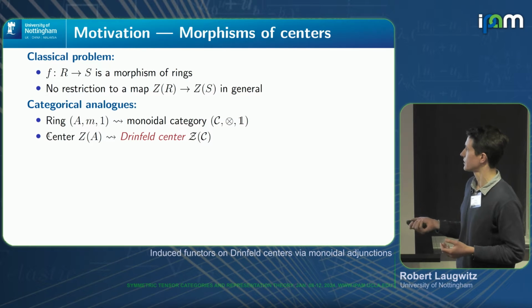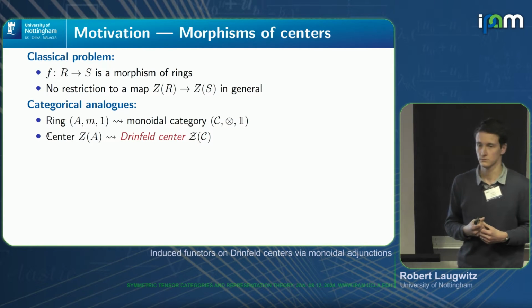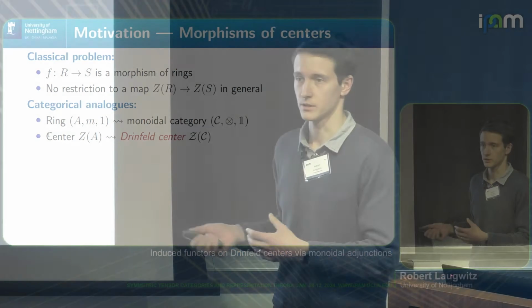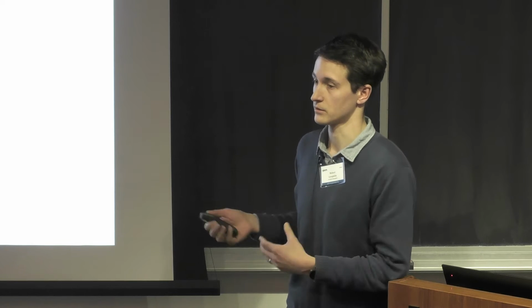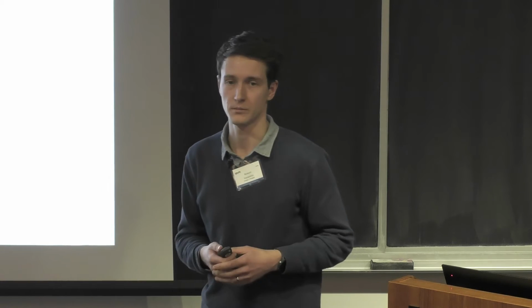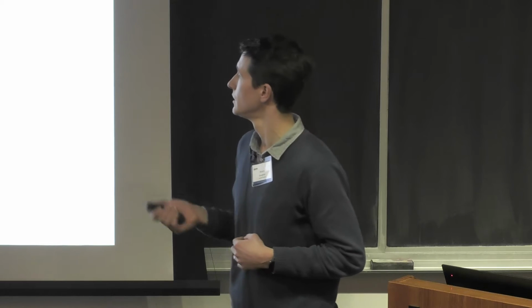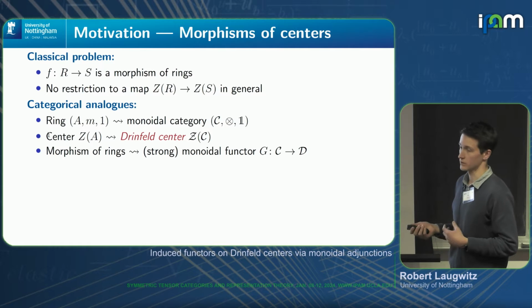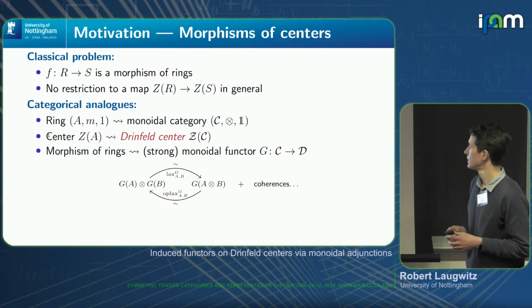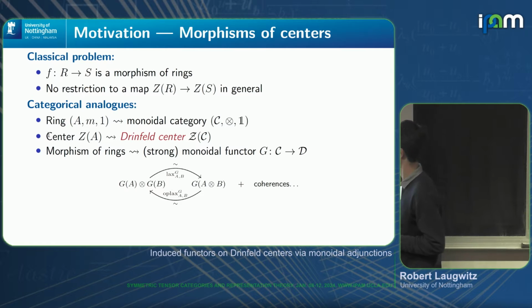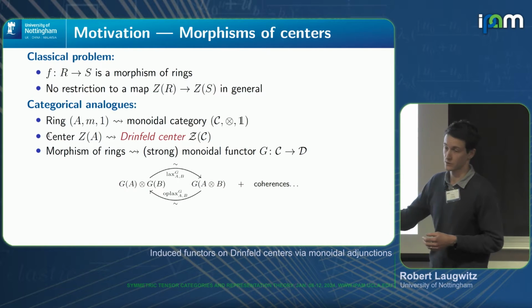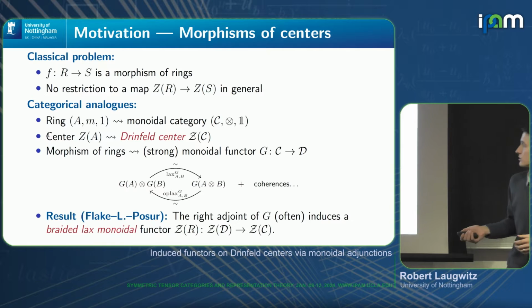And then a good analog of the center is the Drinfeld center construction, which I think has come up a little bit in this conference, but was not really explained in detail. So I will briefly explain the definition of this later, but I believe most people are very familiar with this. And then a morphism of rings has an analog of a strong monoidal functor between monoidal categories. That means we have natural transformations that I want to call lax and oplax. And of course, for a strong monoidal functor, these are mutual inverses, and they satisfy some coherence conditions.